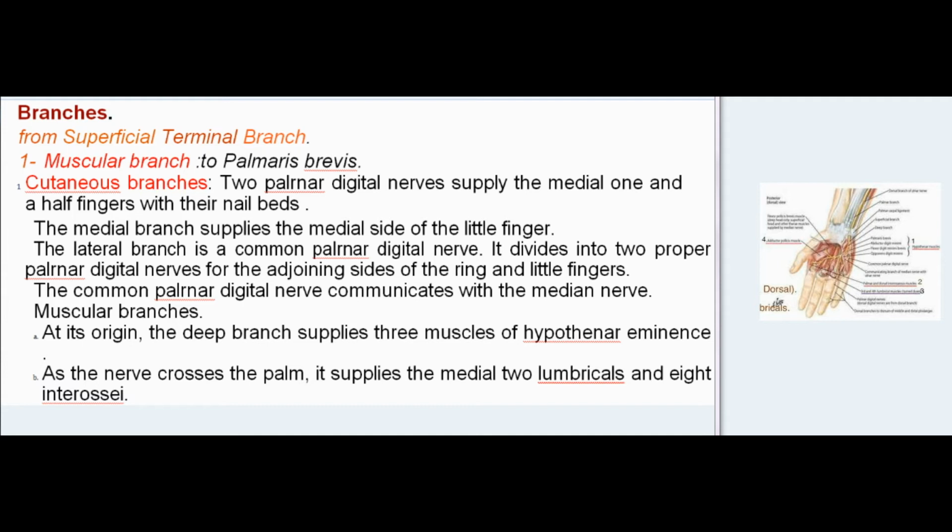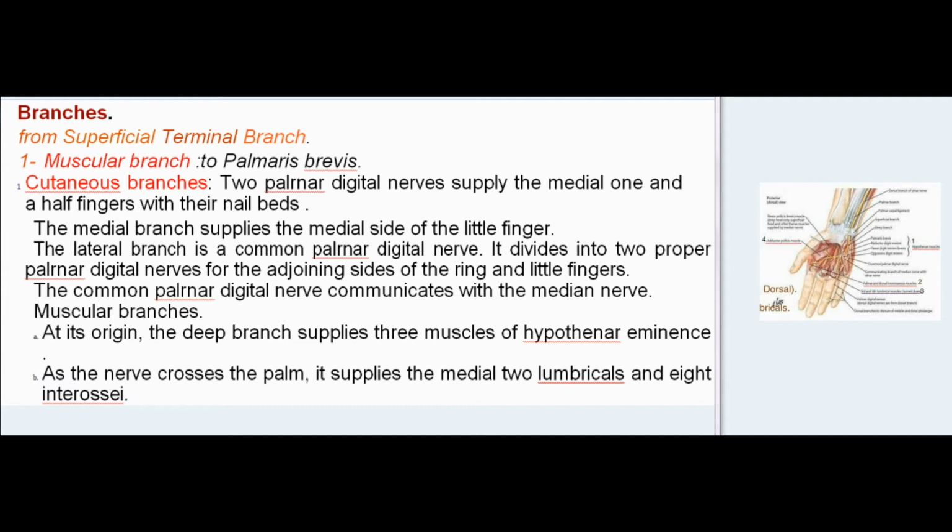The medial branch supplies the medial side of the little finger. The lateral branch is a common palmar digital nerve. It divides into 2 proper palmar digital nerves for the adjoining sides of the ring and little fingers. The common palmar digital nerve communicates with the median nerve.